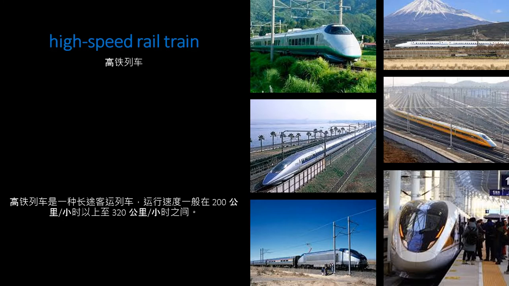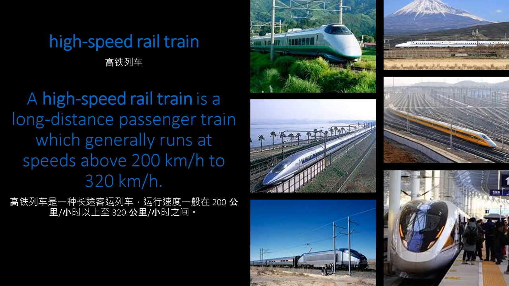High speed rail train. A high speed rail train is a long distance passenger train which generally runs at speeds above 200 kilometers per hour to 320 kilometers per hour.